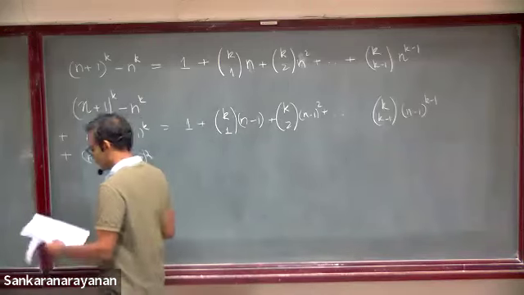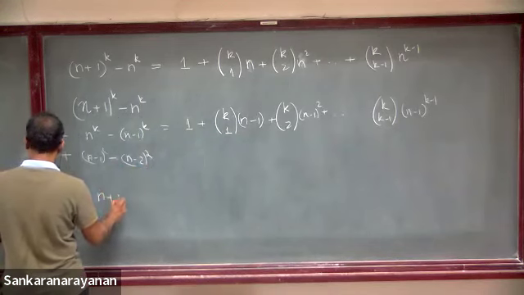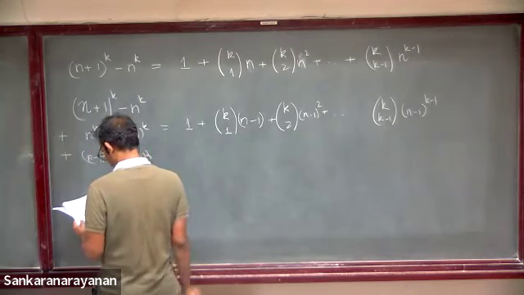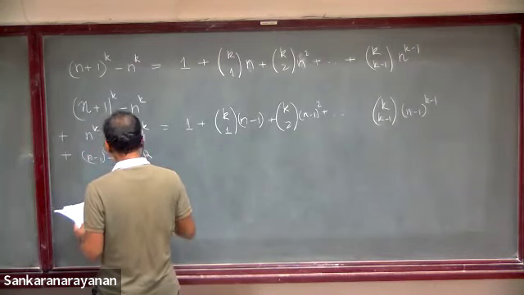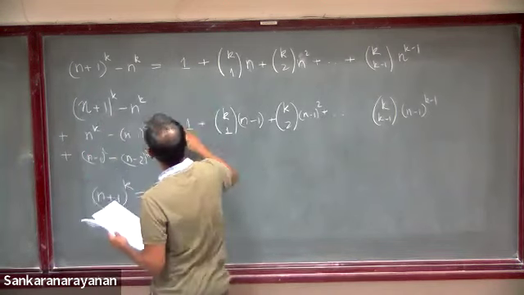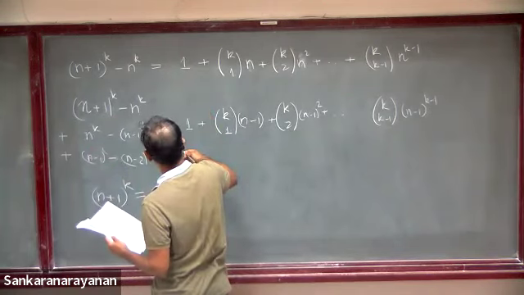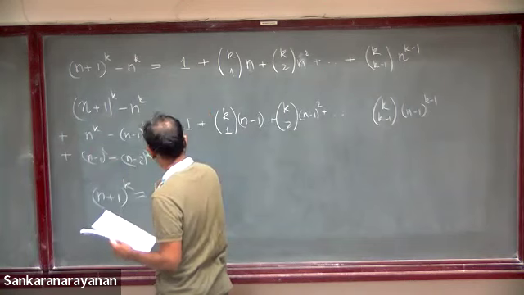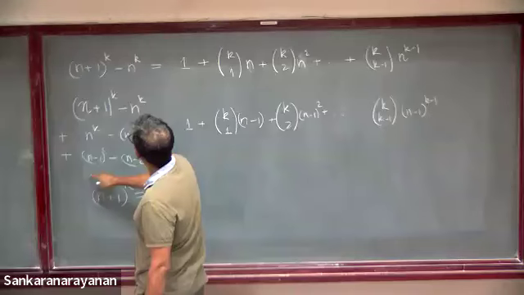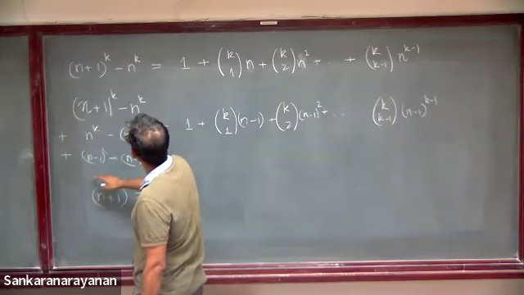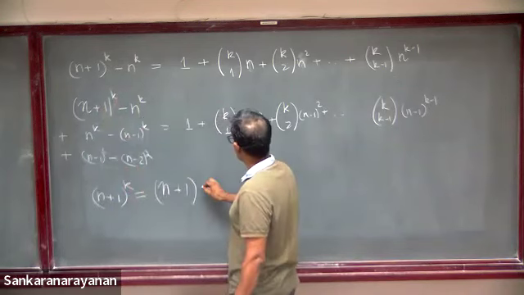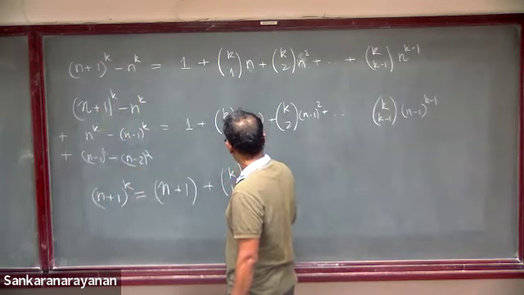And on this side, what we'll get eventually is that n plus 1 to the power k is n plus 1 times something, how many terms are there here? n plus 1, right? Because you start with n plus 1 and you go down to 1, 1 to n plus 1. So the n plus 1 terms.